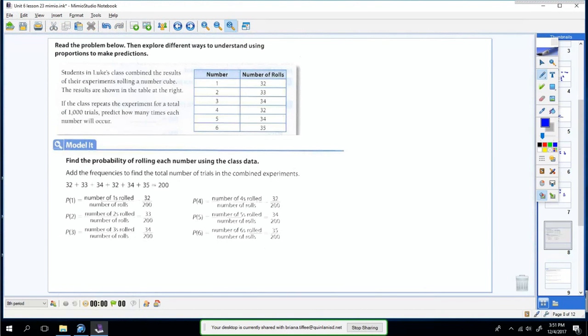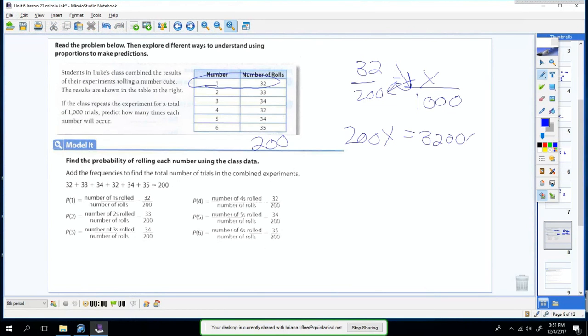Well, if you add all these up, you get 200. So I have a 32 out of a 200 chance of getting the number 1. Well, let's say I've increased this to 1,000 times. So I want to set up a proportion. So 1,000 goes on the bottom and x goes on top. So then you're going to cross multiply. Well, x times 200 is just 200x. And 32 times 1,000 is just 32,000. So then you're going to divide by 200.